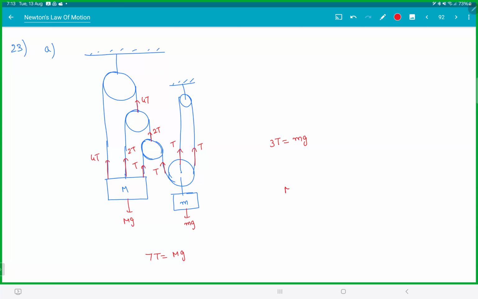You're done, equate them. So Mg by 7 is equal to small mg by 3. So M by small m is 7:3. So we got tension here is mg by 3. And here we got tension is equal to Mg by 7. Both should be equal. Easy. Since it is an equilibrium, net upward force is equal to net downward force. So all three tensions are balancing 1 mg.